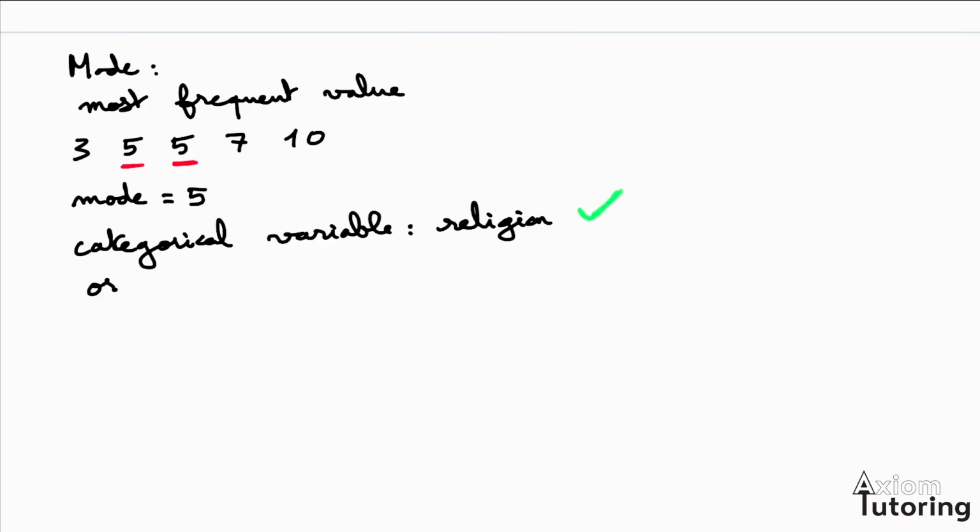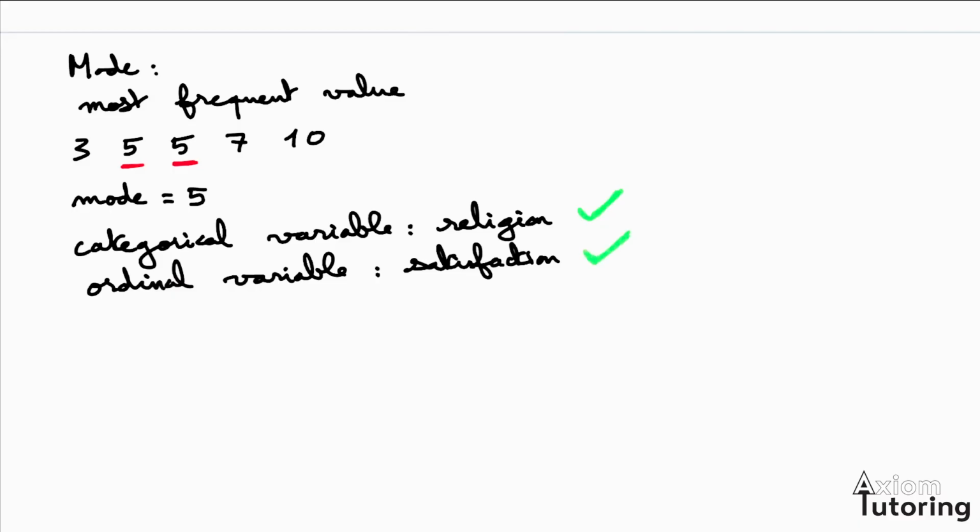Now, for an ordinal variable, so let's say satisfaction, the same is true. We can definitely figure out what level of satisfaction is the most common. You know, are people very happy or not very happy? And what is the category that is most common in the data set? So that would also work for an ordinal variable.